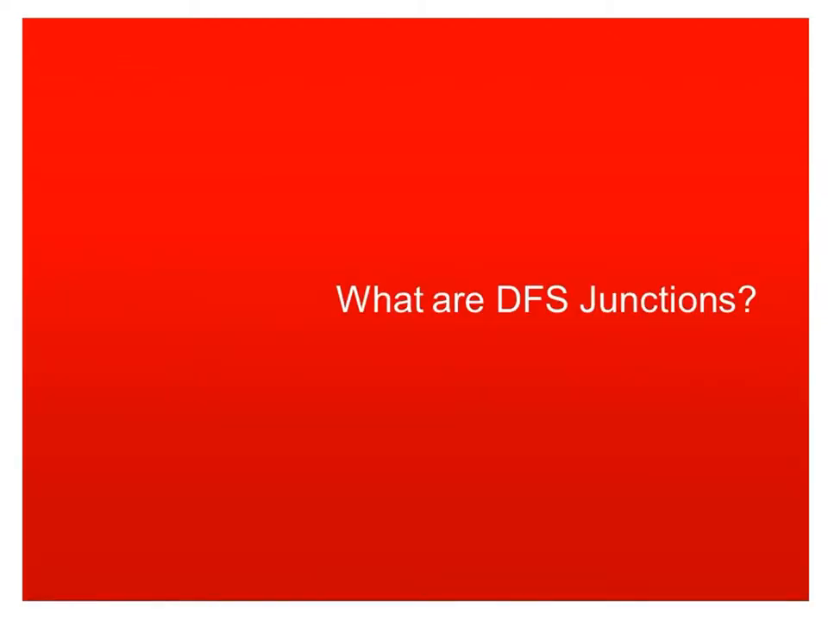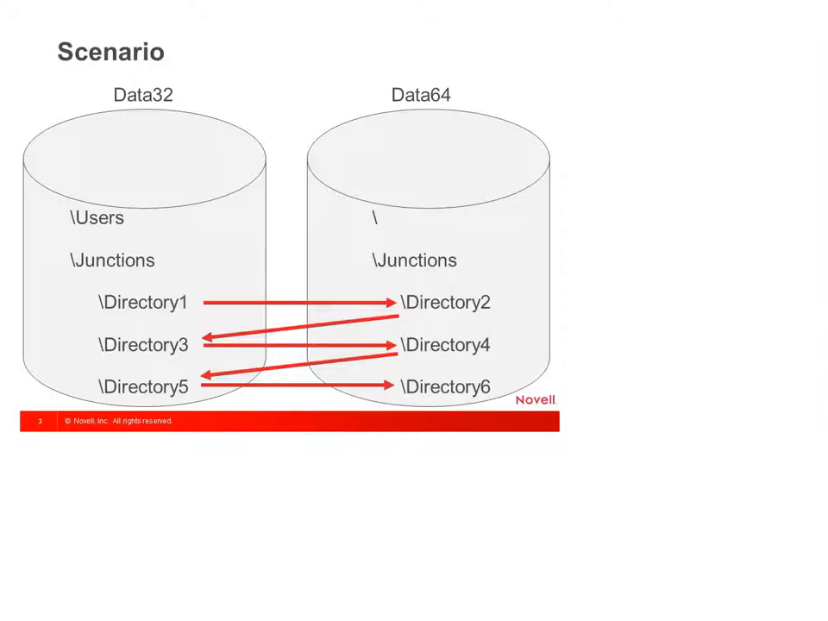Before we actually take a look at what's new, let's start off by taking a look at what DFS junctions are, for those of you who might not know. DFS junctions allow you to create a larger file system than what you actually have by creating links from one directory to another directory, probably on a different file system. They're very much like symbolic links in Linux or shortcuts within Windows.